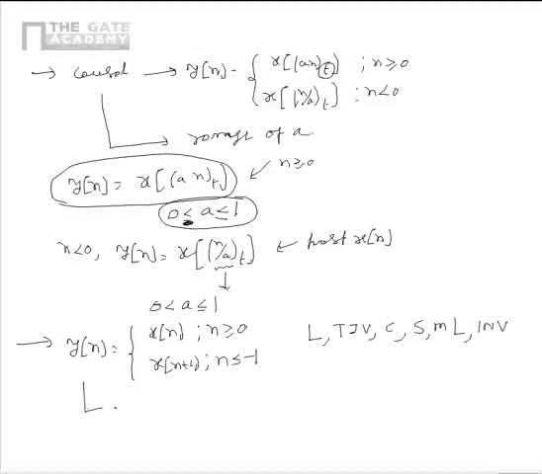We see that the given system satisfies the superposition principle. From this, we can say that the given system is linear. Also, we can see that the delayed version of output, y of n minus n naught, is not equal to the output due to the delayed version of input. From this, we can say that the given system is not time invariant, or it is time variant.